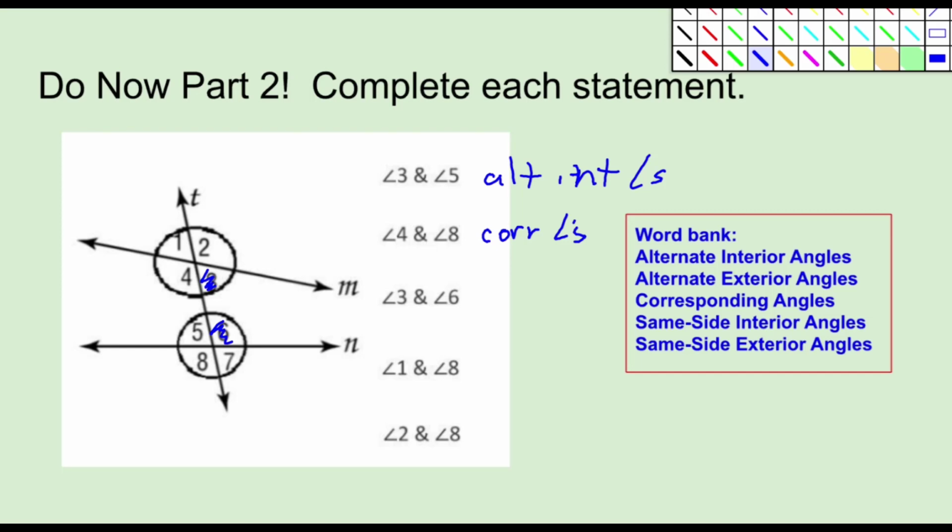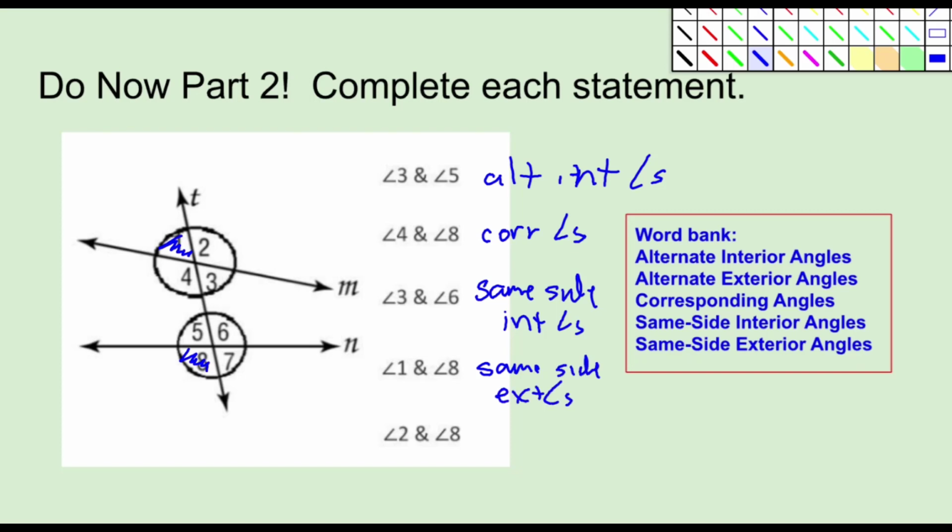So those two, well, they're between the lines, so they're going to be interior angles, and they're on the same side of the transversal, so these are same side interior angles. 1 and 8. 1's out here, 8's out here. You can see that they're both exterior angles. So this will be same side exterior angles.